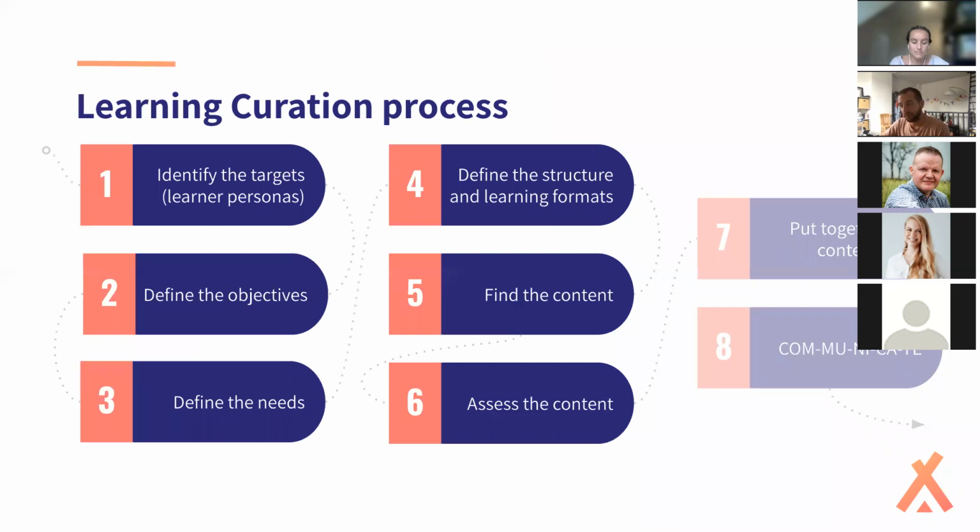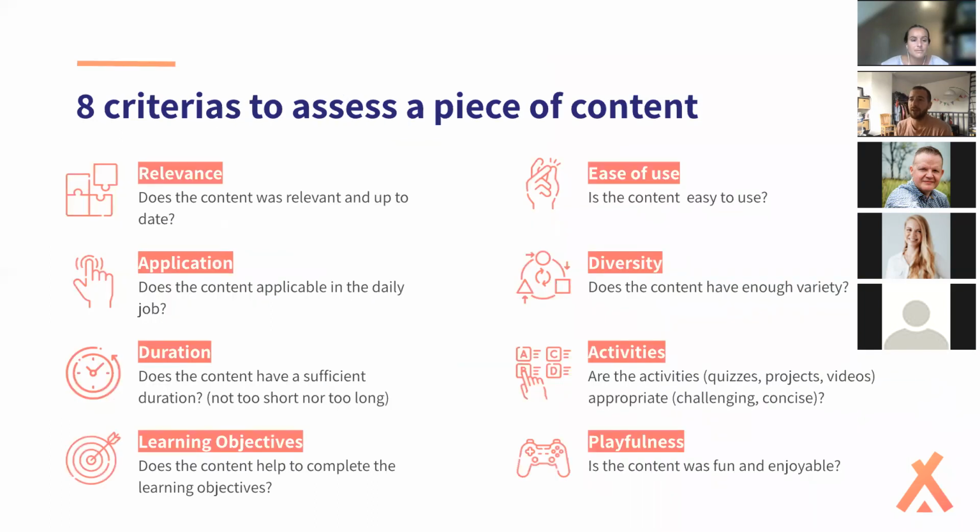Once you find the content, you have to assess it, because you will find a lot of content, but not all of it is great. For that, we have 8 criteria to assess a piece of content at Myskillcamp. The first one is relevance. Basically, you have to ask: is the content relevant, and is it still up to date? For that, I have a clear example.